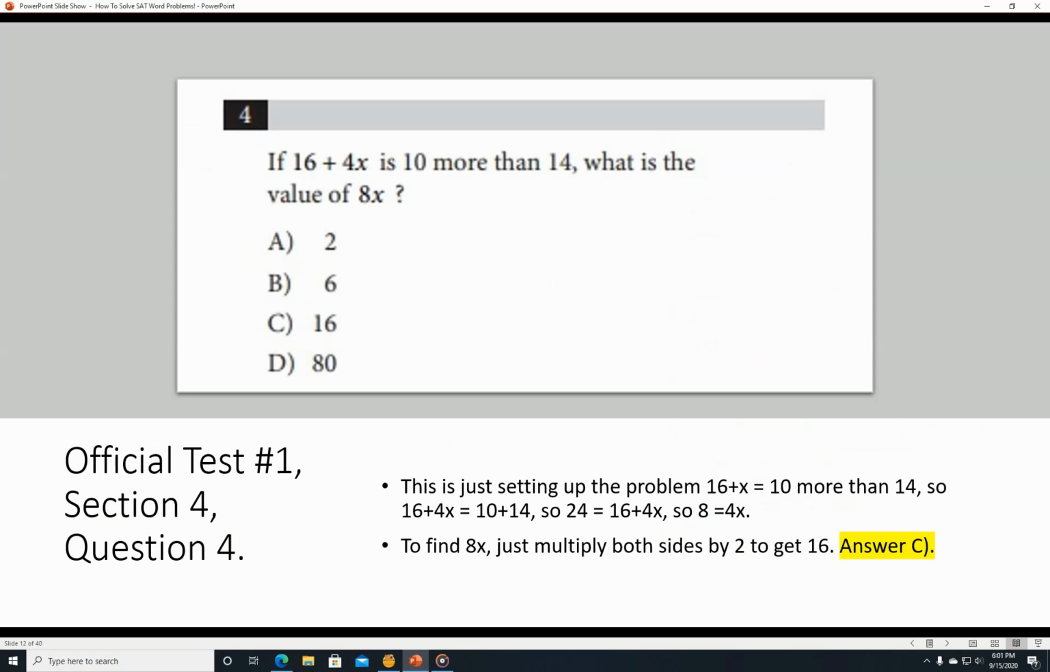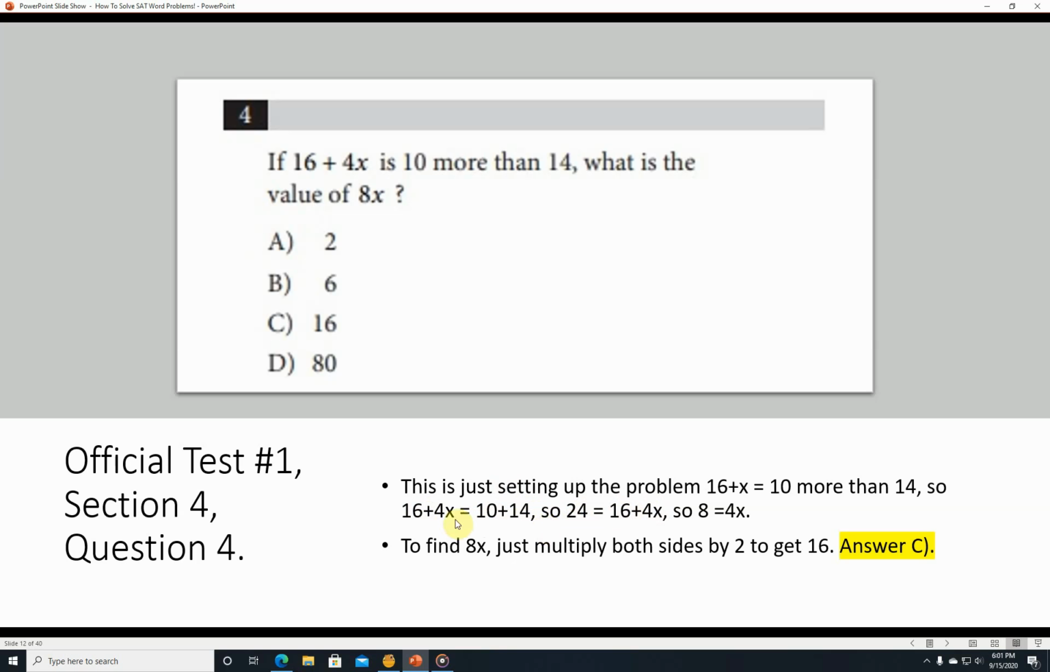Official test number 1, section 4, question 4. If 16 plus 4x is 10 more than 14, what's the value of 8x? Well, this is just setting up the problem: 16 plus 4x equals 10 more than 14. 10 more than 14 means 10 plus 14. So 16 plus 4x is equal to 10 plus 14, or that means 24 is equal to 16 plus 4x.